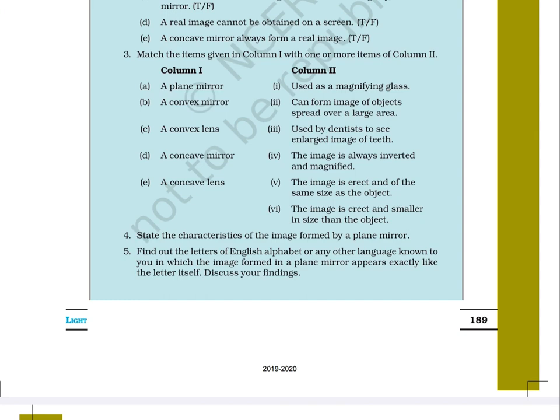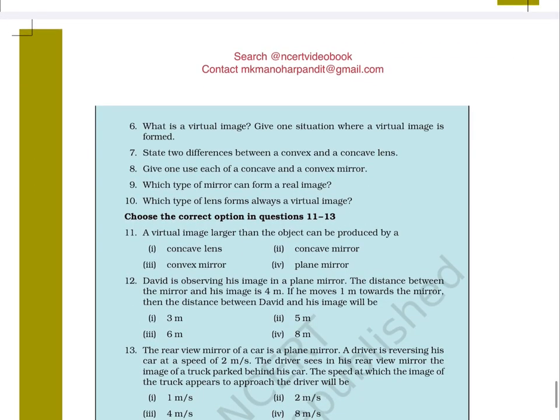Page 190. 6. What is a virtual image? Give one situation where a virtual image is formed.